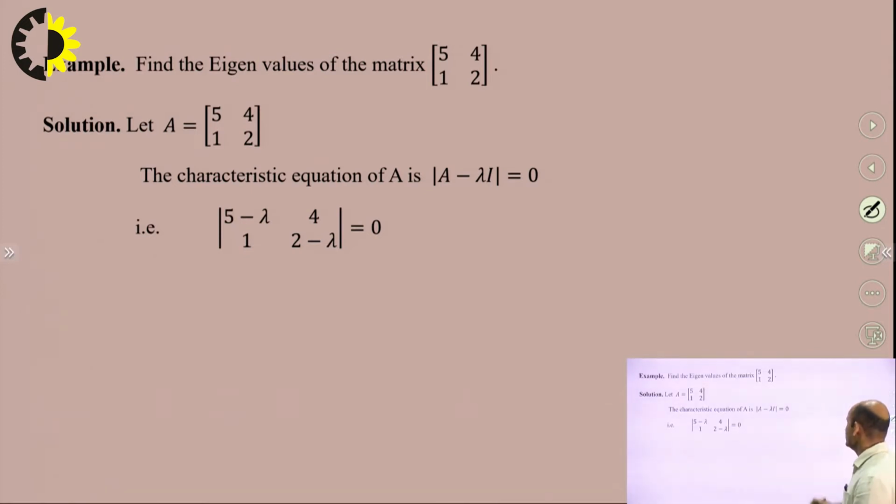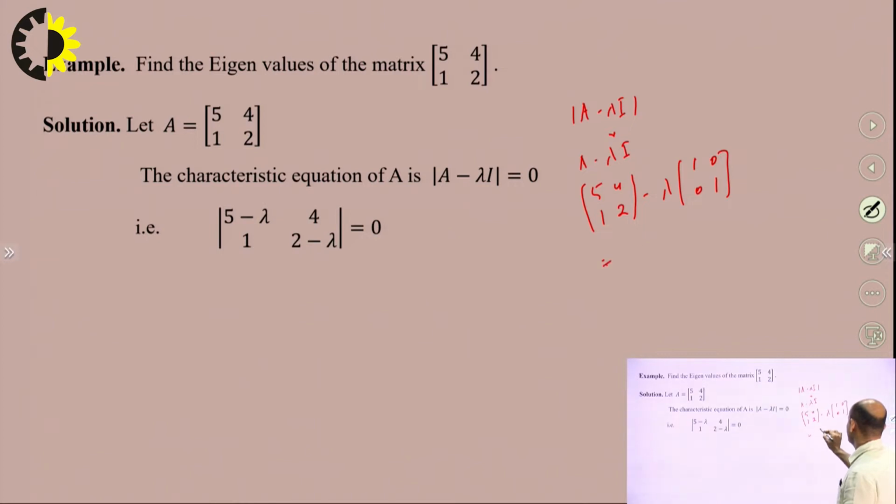Suppose we have to find the matrix A minus lambda I, and then its determinant. So we have A, which is actually 5, 4, 1, and 2. Then we have minus lambda I. I is the identity matrix of the same order. That is, we have 1, 0, 0, and 1. So we get 5 minus lambda, then 4, 1, and 2 minus lambda. So this is the characteristic matrix.